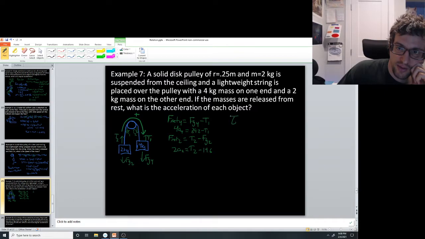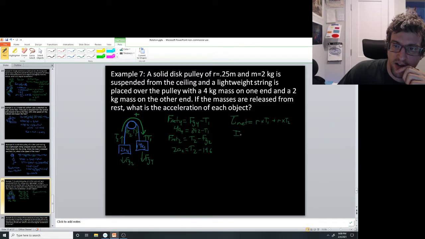So the torque net of the pulley equals R cross T1 plus R cross T2. Okay, I need to switch something there. You guys didn't tell me that I was doing it wrong. This has got to be T2, and this is T1. Not a huge difference, but it matters.